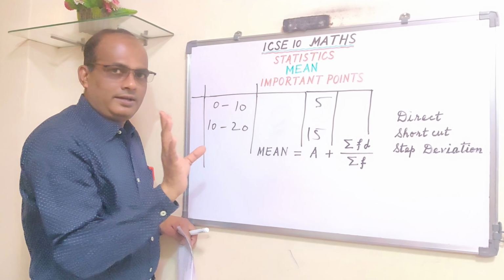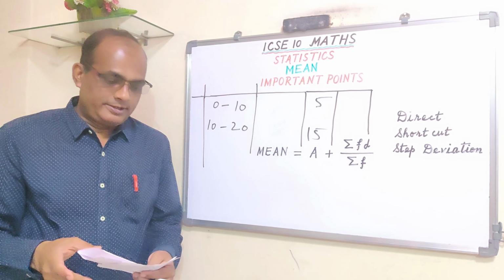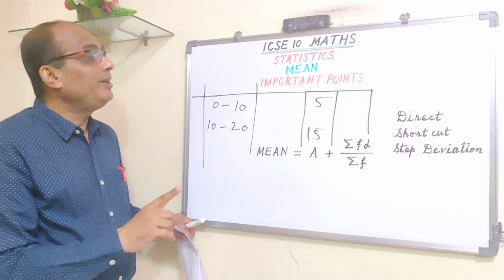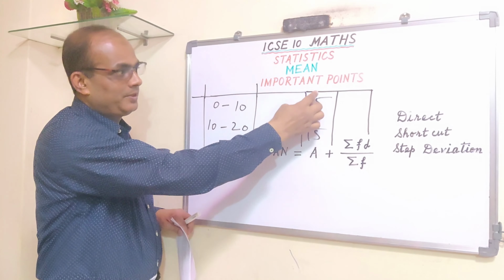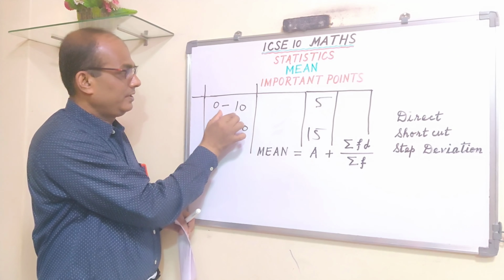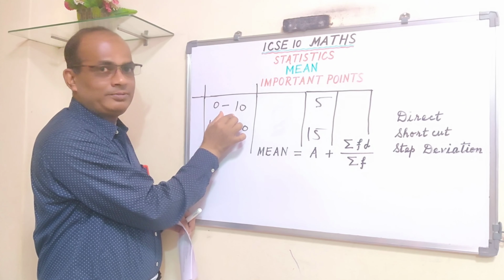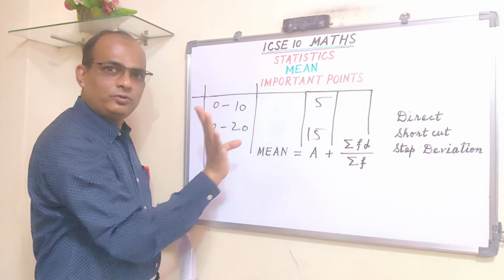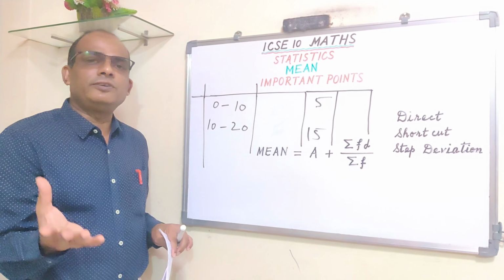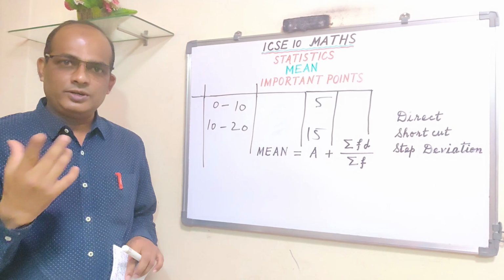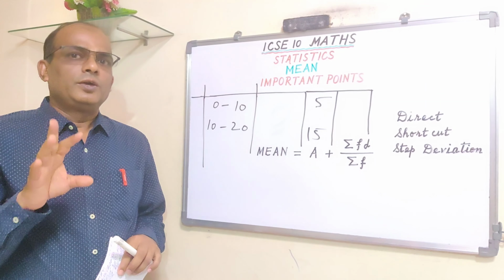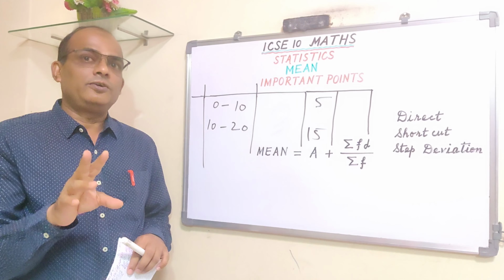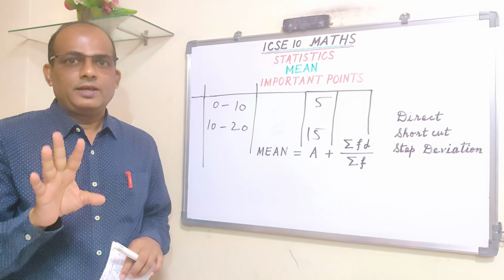Now, second point. You find out the class mark. How will you find out the class mark? Add the two and divide by 2. How to find out the class mark and how to solve the question, that I'll make another video. So here the second point is you find out the class mark.